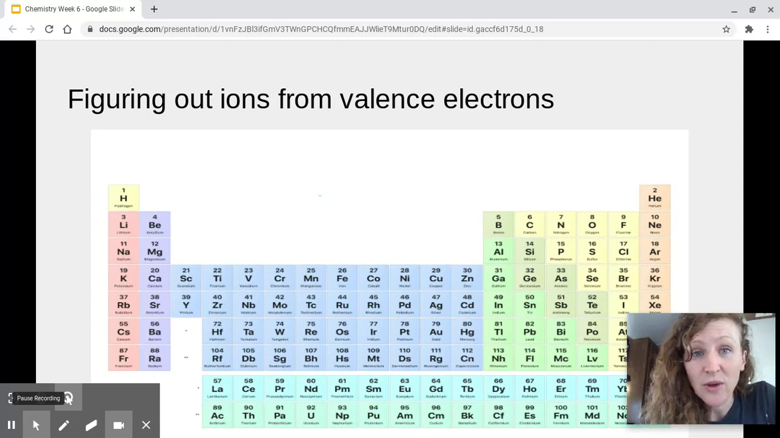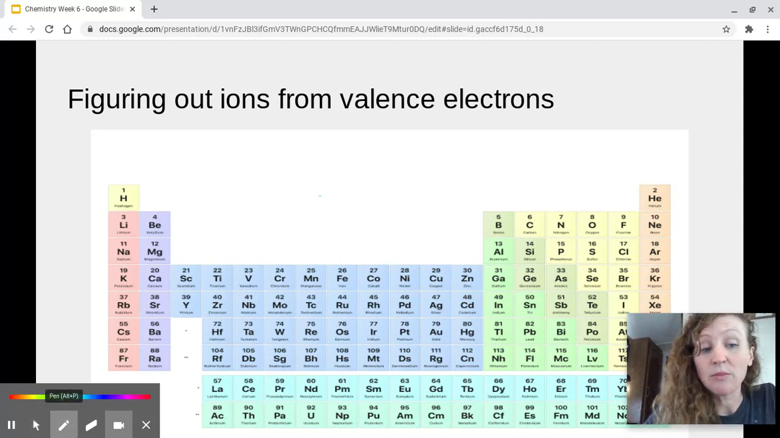Okay, so we're going to talk through how to do this. First of all, in order to be able to use the periodic table to figure out the charge of ions, you have to be able to tell me how many valence electrons that element has. Okay, so you can do this a couple different ways.